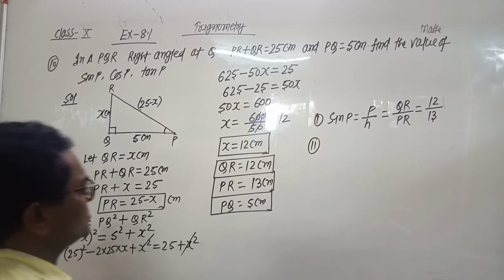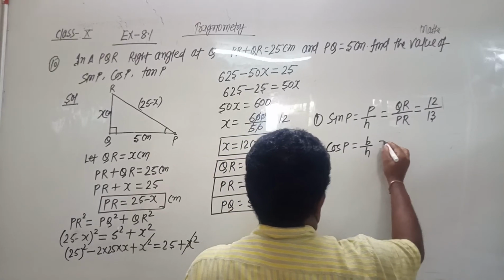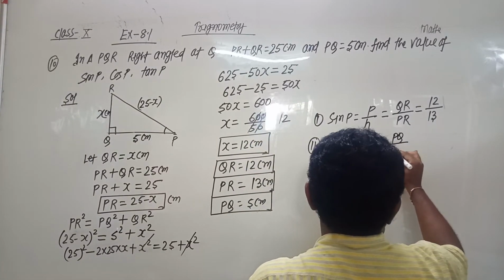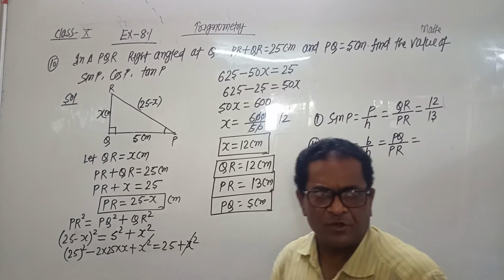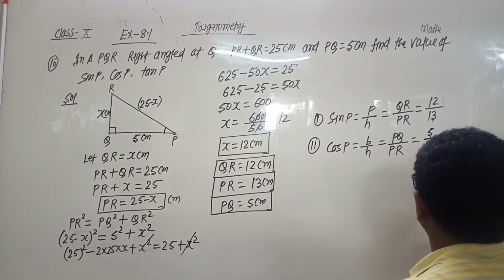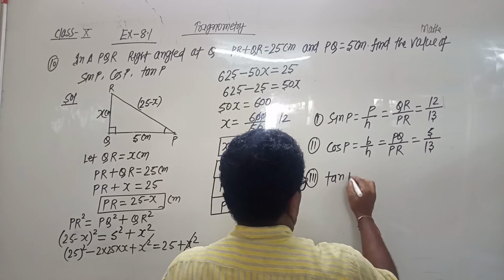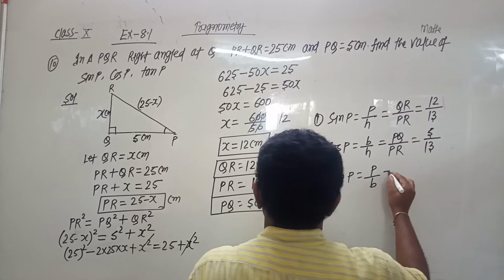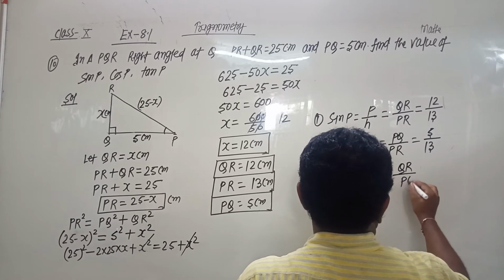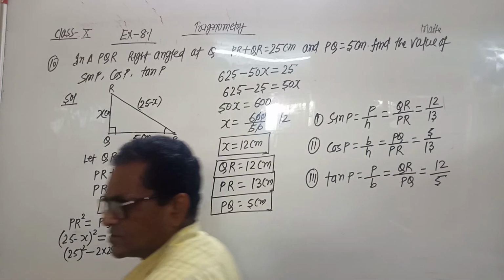Then we have to find cos P, and cos P equals base upon hypotenuse. Base is PQ and hypotenuse is PR. The value of PQ is 5 and the value of PR is 13. Then we calculate tan P, and tan equals perpendicular upon base. Perpendicular is QR and base is PQ. QR is 12 and PQ is 5. So this is the result.